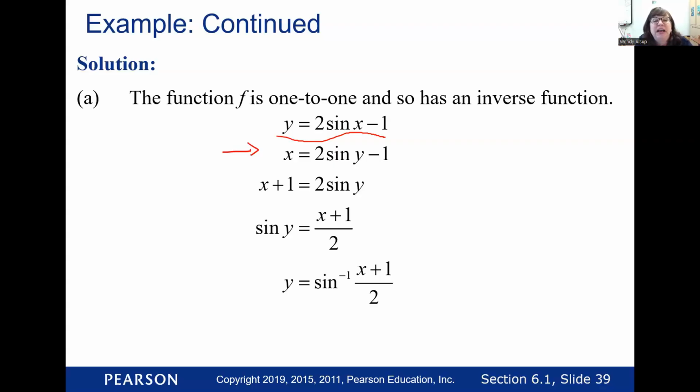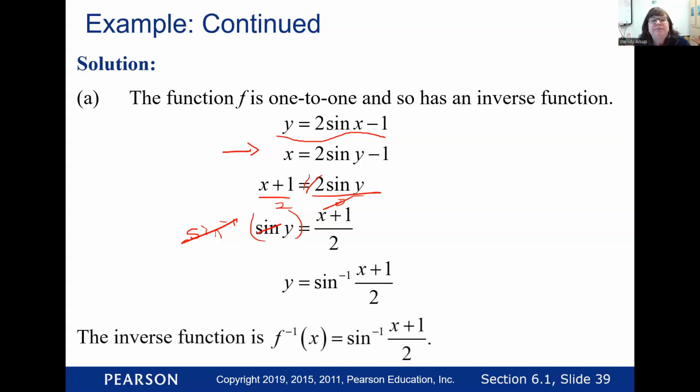Got to add 1 to both sides. x plus 1 equals 2 sine y. Divide both sides by 2. 2's cancel out. And you got the sine of y equals x plus 1 over 2. And then you can take the inverse sine of both sides. I'm running out of room to write it, but it'll be the inverse sine of x plus 1 over 2, and the inverse sine of sine cancels out. So I've got y equals inverse sine of x plus 1 over 2. All right, so that's the inverse function then.